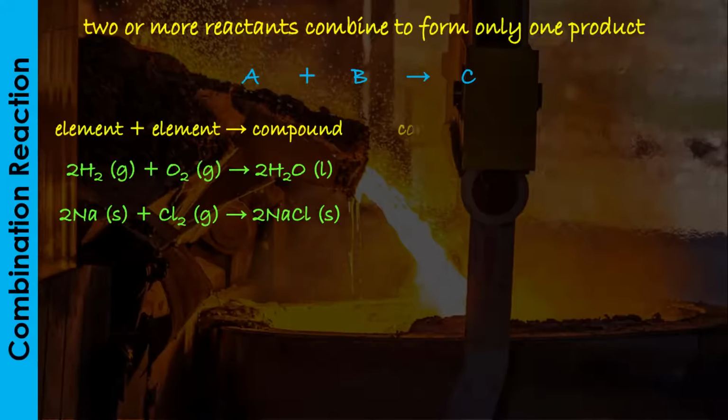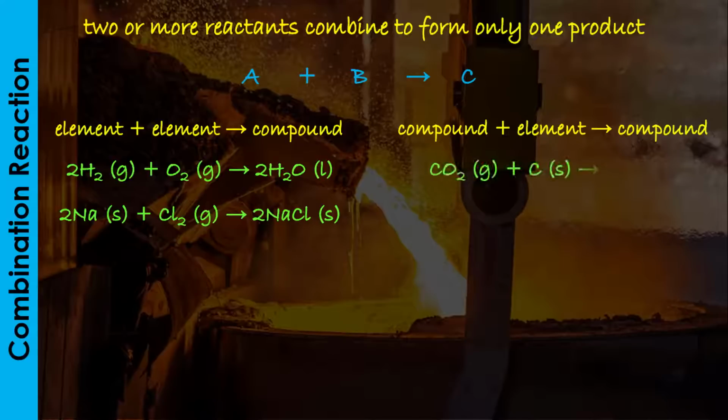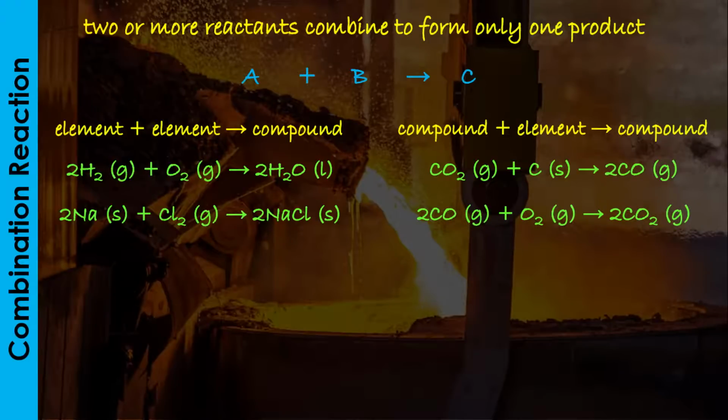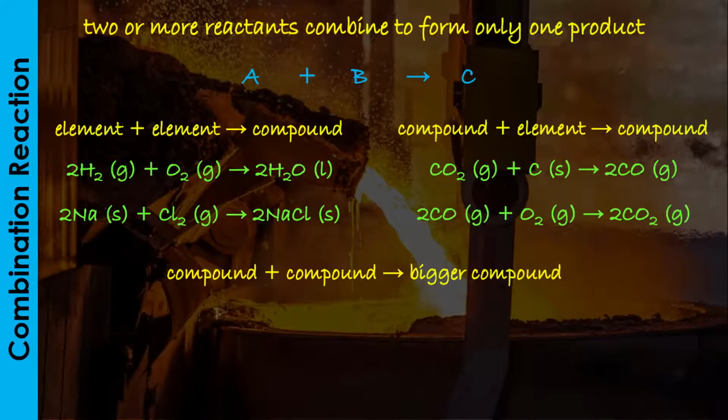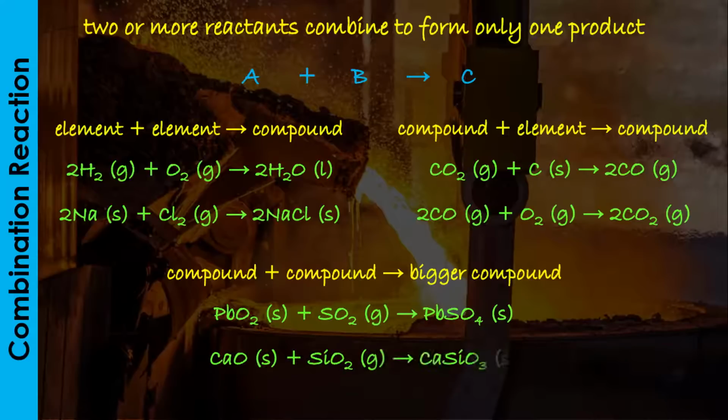It can also occur between a compound and an element, as seen in the reaction between carbon 4 oxide and carbon to form carbon 2 oxide, and carbon 2 oxide and oxygen to produce carbon 4 oxide. Or it can take place between two compounds, like in the reaction between lead 4 oxide and sulfur 4 oxide to form lead 2 tetraoxosulfate 6, and calcium oxide and silicon 4 oxide to form calcium trioxosilicate 4. You can see that though these reactions occur under different conditions, the things common to all of them are that they have more than one reactant and only one product.